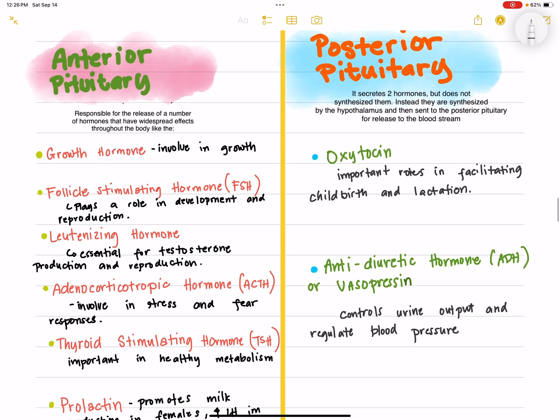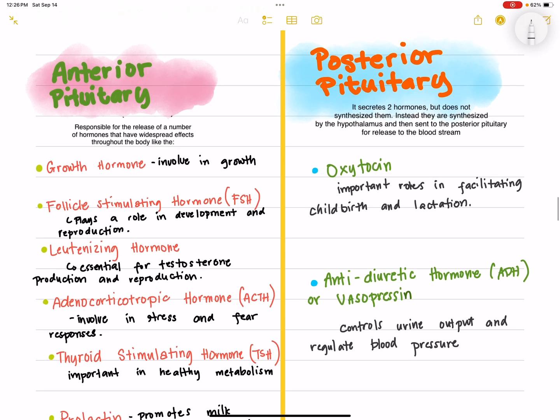Okay? So, ang posterior pituitary is dual lang na ang hormone. So, it secretes two hormones but does not synthesize them. Instead, they are synthesized by the hypothalamus and then sent to the posterior pituitary for release to the bloodstream. Okay? So, we have the oxytocin, important roles in facilitating childbirth and lactation. So, ginagamit ang oxytocin sometimes sa isa ka pregnant woman kung in labor na para mapadasig, mapagwa ang baby, di ba? Facilitating the childbirth and lactation para mag-promote man sang para dasig magwa ang gatas sang mother.